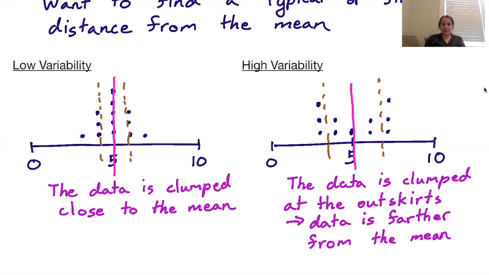In the next video, we will take a look at a more precise way of measuring what that standard or typical distance from the mean is.